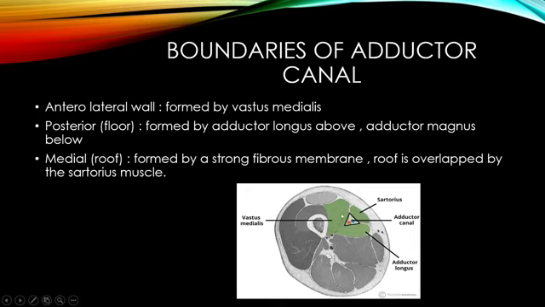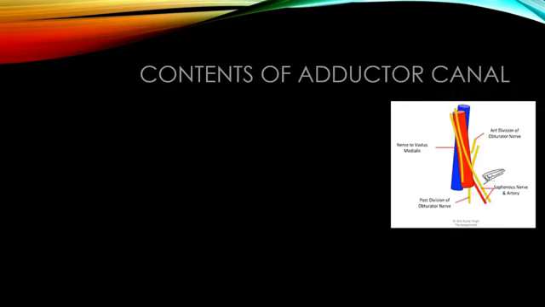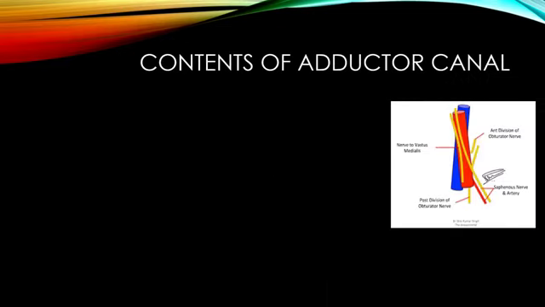And then the posterior wall, that is the floor, is formed by the adductor longus above, and below this we have the adductor magnus muscle. And then the medial part, that is the roof, is formed by a strong membrane that is stretched over the anterolateral wall as well as the posterior wall, and it is overlapped by the sartorius muscle. Next, let us look into the contents of the adductor canal.